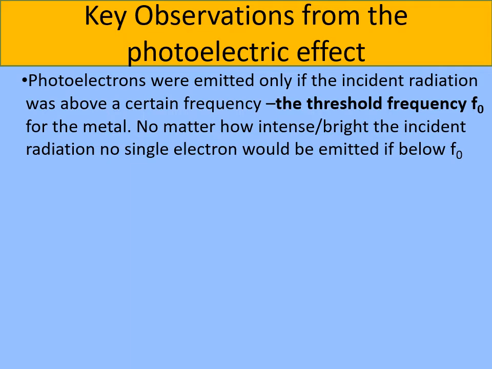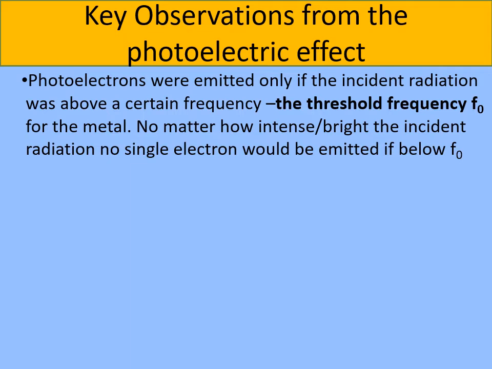Photoelectrons were emitted only if the incident radiation was above a certain frequency, the threshold frequency F0 for that particular metal. No matter how intense or bright the incident radiation, no single electron would be emitted if below the threshold frequency. Okay, so the electrons will be emitted from the surface of a metal only if the incident radiation is above a minimum frequency called the threshold frequency. This is determined by the metal itself and is different for different metals. Below the threshold frequency, no electrons are emitted.